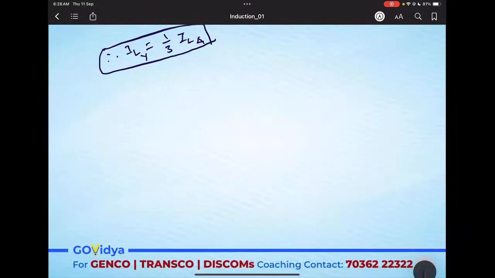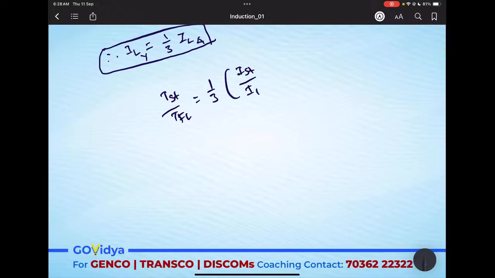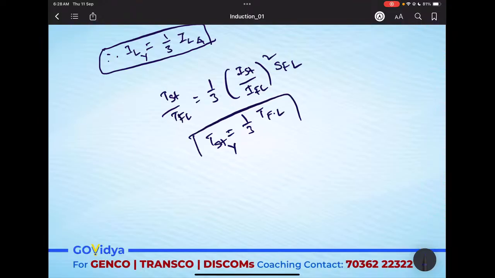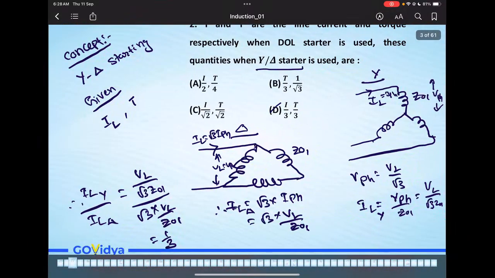We know that in star delta starter, the starting current to full load current equals 1 by 3 times of (I starting by I full load) whole square into SFL. From this you can write the starting torque is going to be 1 by 3 times of the full load torque. So our option will be D.